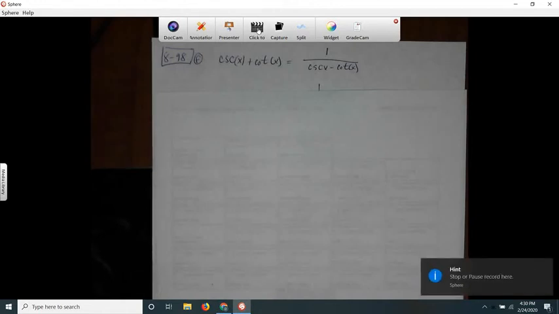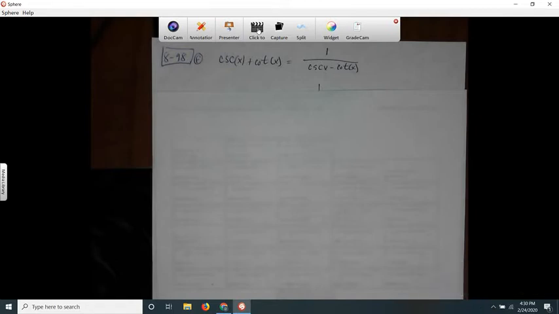Pre-Calc, it's 8-98, letter F. We were working on this in class, and we got stumped.